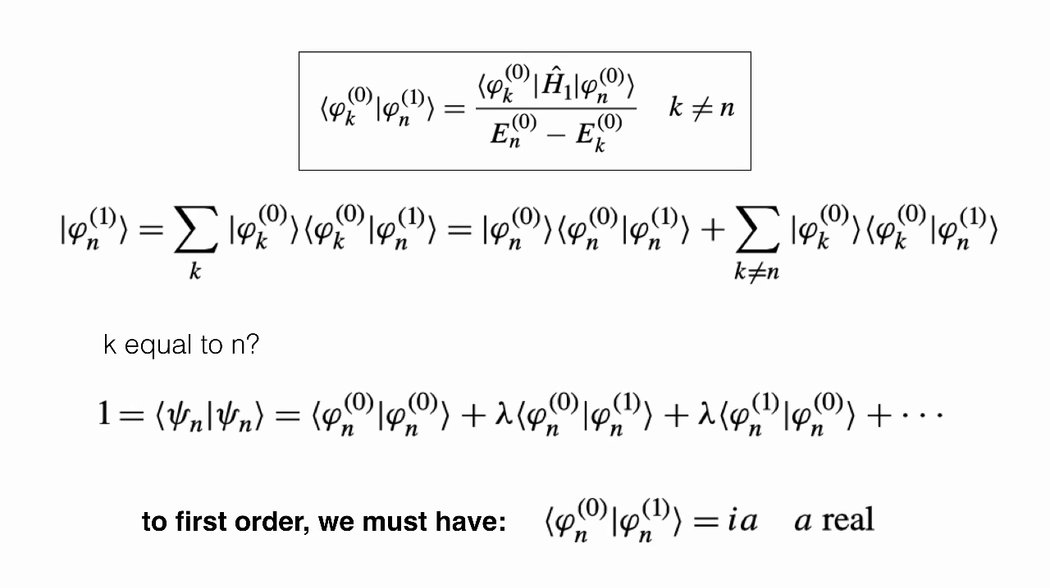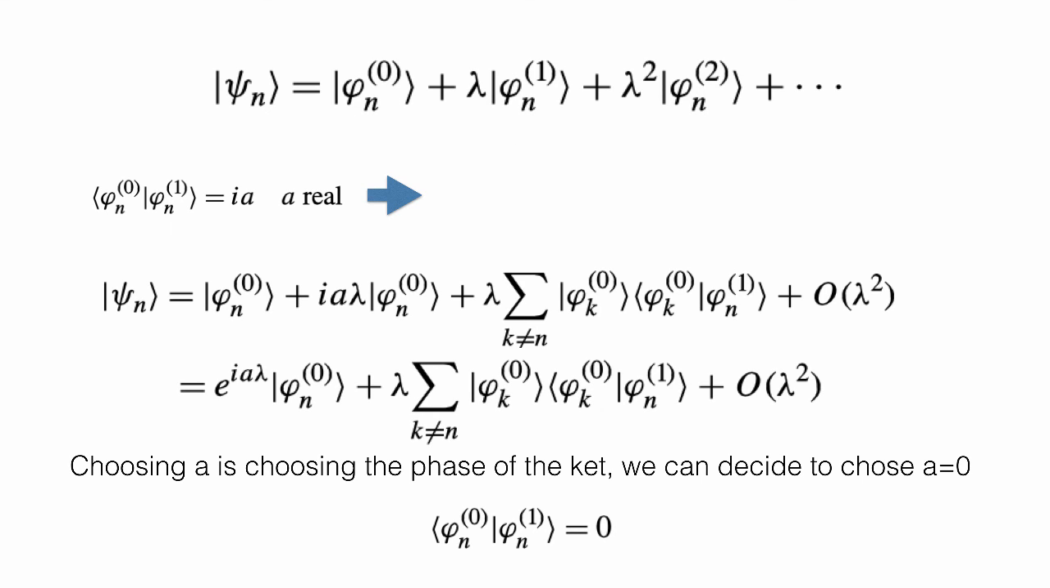So in other words, we must have that the probability amplitude phi n0, phi n1 has to be a pure imaginary number, because the terms on the previous slide show that we have lambda times a number plus lambda times the same number, complex conjugate. So that term has to be a pure imaginary number. In fact, we are going to show now that it is equal to 0. So we're going to do it now.